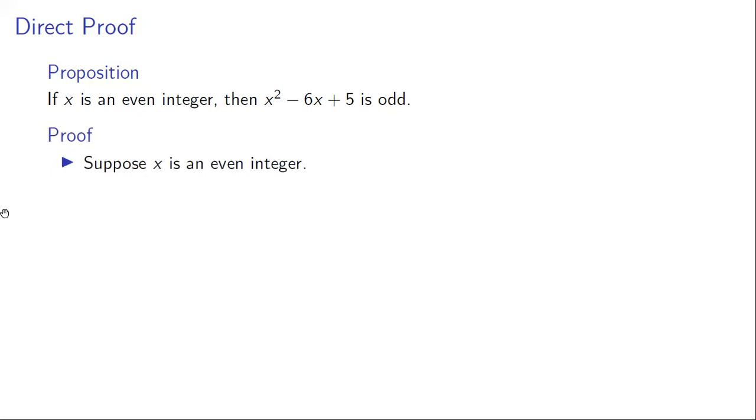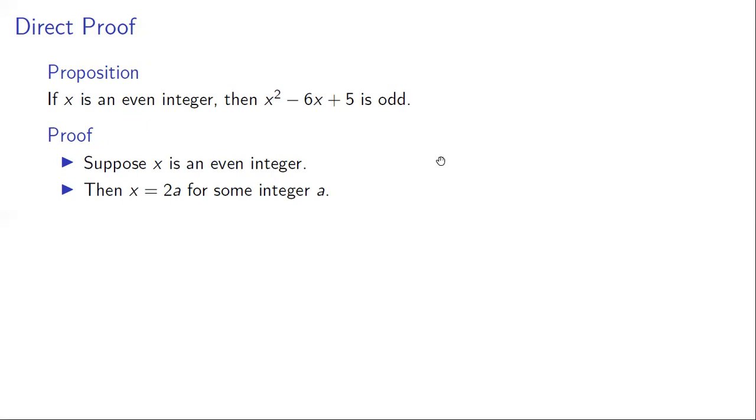So as usual, it's a direct proof. So we say, suppose x is an even integer. Our goal is to show that x squared minus 6x plus 5 has to be odd. That if we make this assumption that x is even, then this has to be odd. So suppose x is an even integer. Well, what do we know? Well, we know that x has to be equal to 2a for some integer a. This is just based on the definition of even numbers. If x is an even number, then x has to be equal to 2 times a for some integer a.